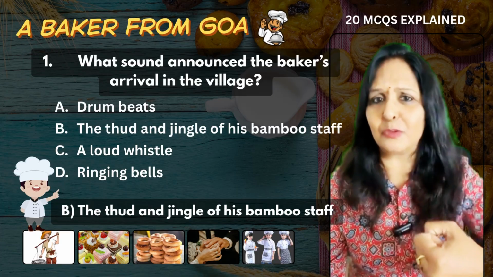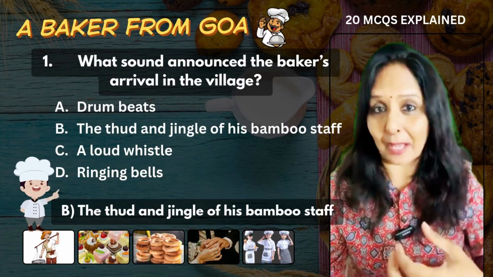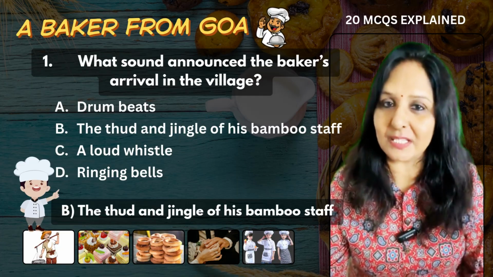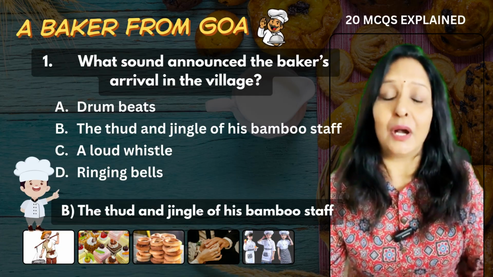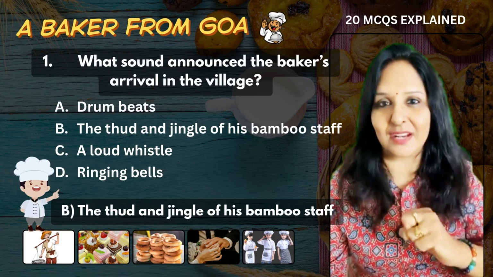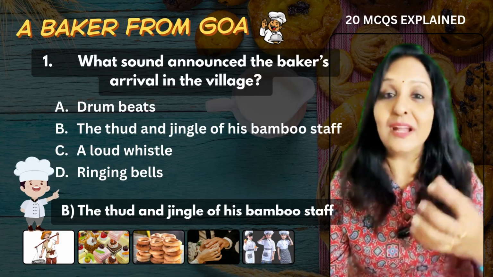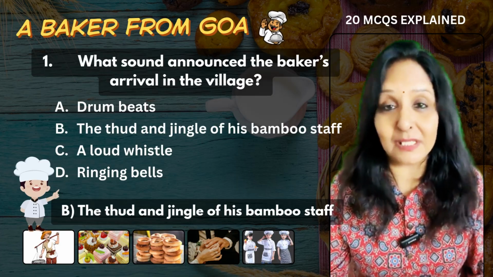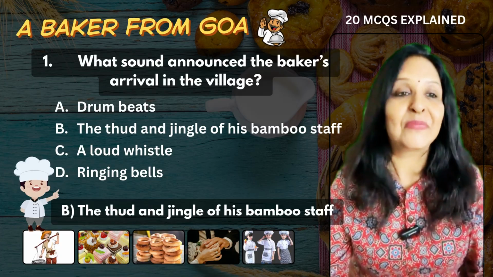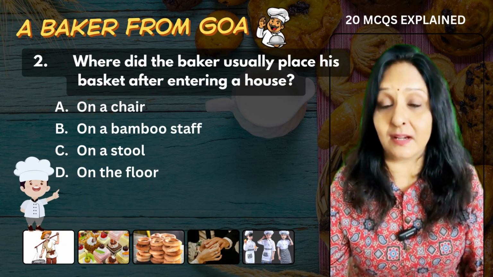Now thud is the sound made by the bamboo staff, and the jingle could be the bells that were attached to the bamboo. So these are the two things, the combination of two things, that the sound was actually produced by. And I'm sure you got it right. Now, how do you remember this? How do you link it with your experience? The bell that rings when a Zomato or a Swiggy guy enters, and then he rings the bell and you run to get the order of your pizza or burger or fries, whatever you have ordered. So you can associate it with that. Can you not?